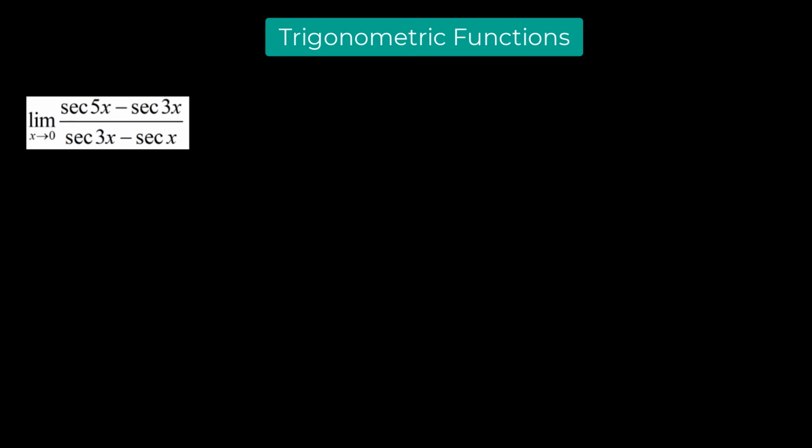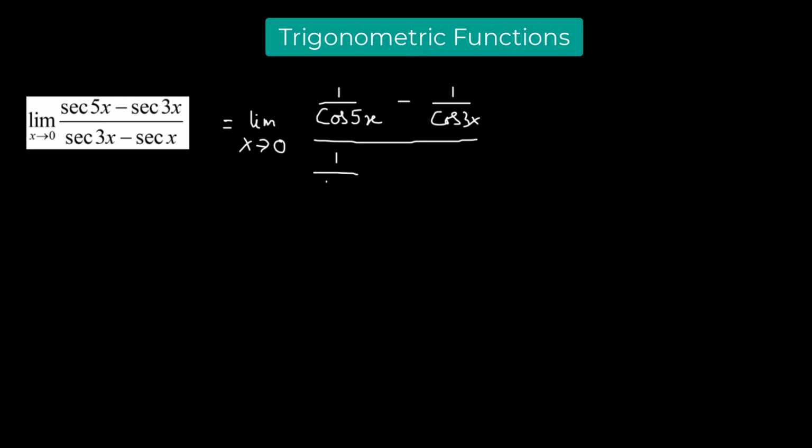So here we have the trigonometric function secant of 5x minus secant of 3x divided by secant of 3x minus secant of x. So we know that the secant function is the reciprocal of the cosine function. So let's rewrite each of the secant functions in terms of the cosine function. So we have 1 over cosine of 5x minus 1 over cosine of 3x divided by 1 over cosine of 3x minus 1 over cosine of x.